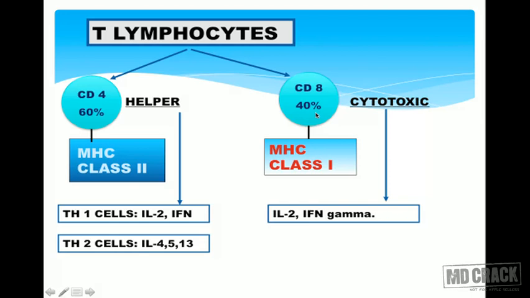CD8 T lymphocytes constitute around 40% of the T lymphocytes. They are also known as cytotoxic T lymphocytes. They classically bind to the MHC class 1 molecules. They secrete interleukin 2 and interferon gamma.